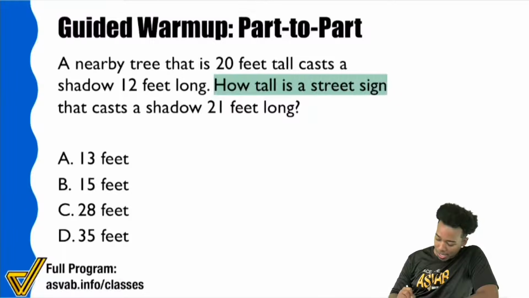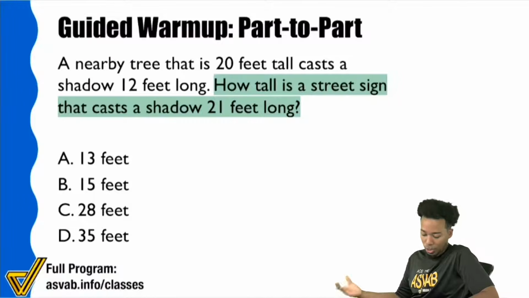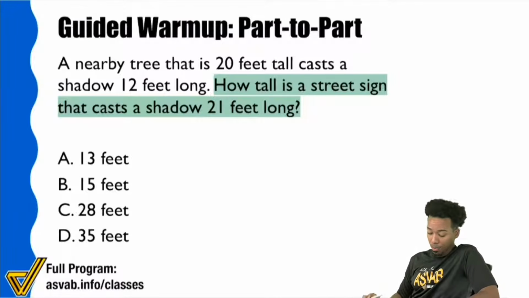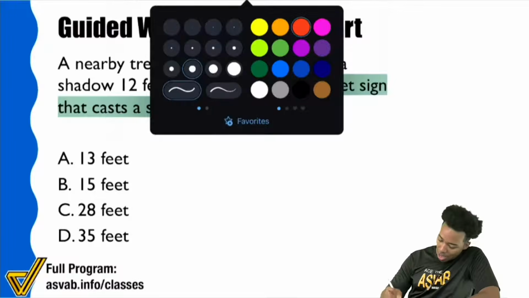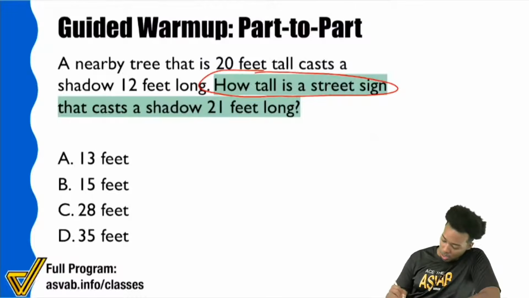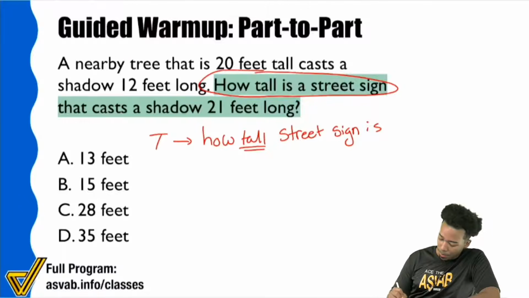How tall is a street sign that casts a 21-foot long shadow, or casts a shadow 21 feet long? Either way, same thing. But yeah, there's my question. So here it says, how tall is the street sign? Okay, so I'm going to say T is how tall the street sign is. And then it says it has a shadow 21 feet long.